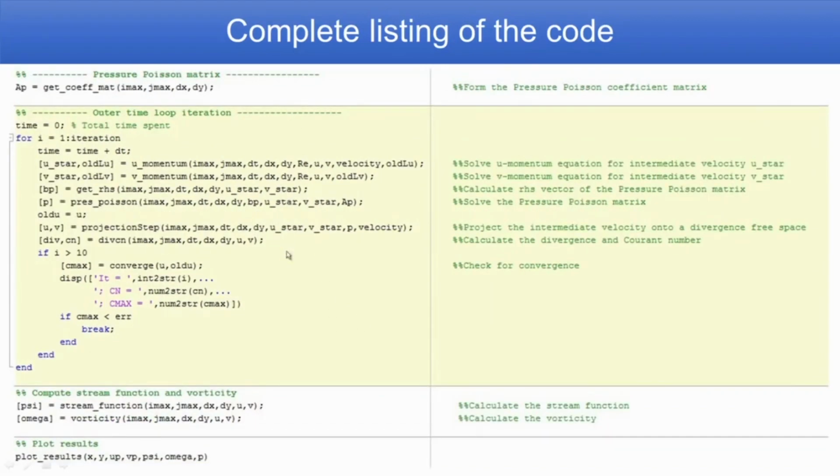Now we have included the post processing lines also. We have stream function and omega, and finally, you can also plot results. This is a complete working code using MATLAB.